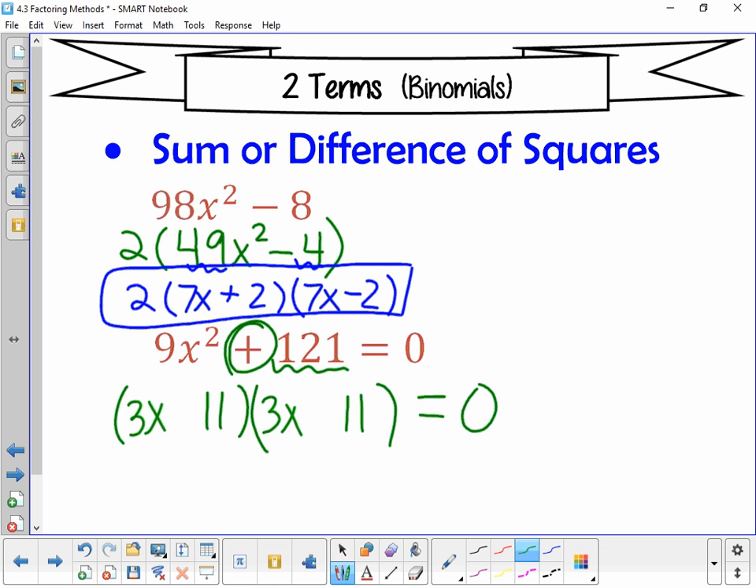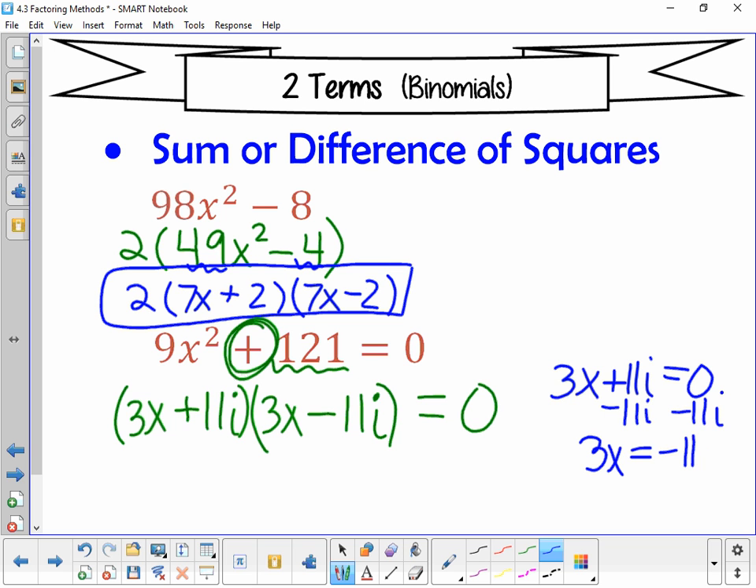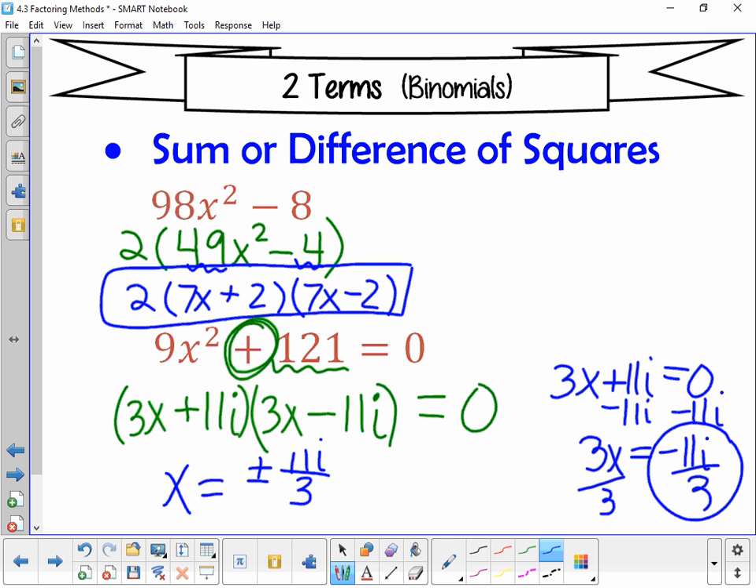But this is a plus, so our pattern is that we need imaginary parts here. So it's 11i, and we have a plus and a minus. If we continue solving, we set each of those factors equal to 0. So we get a negative 11i. And if we divide by 3, we have one of our solutions here. A lot of times you can do those in your head. It's a minus or a plus 11i divided by 3.